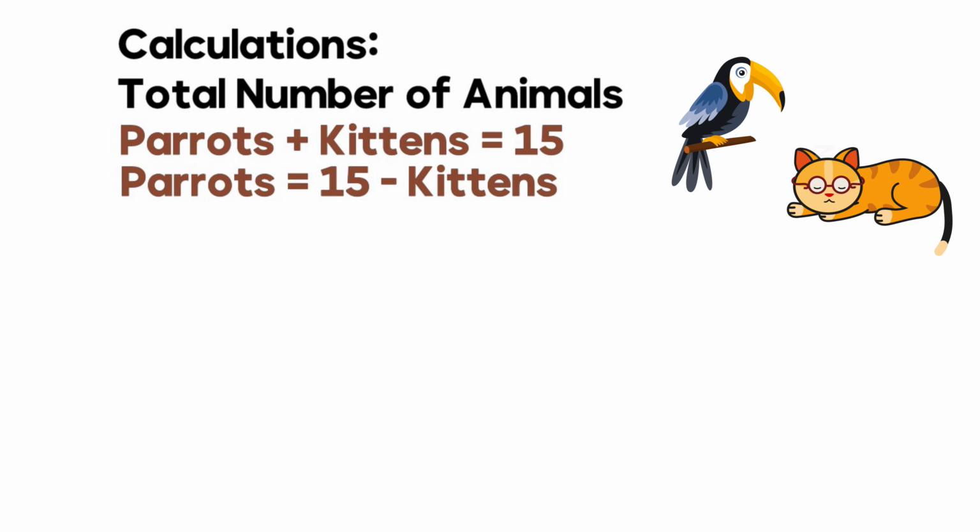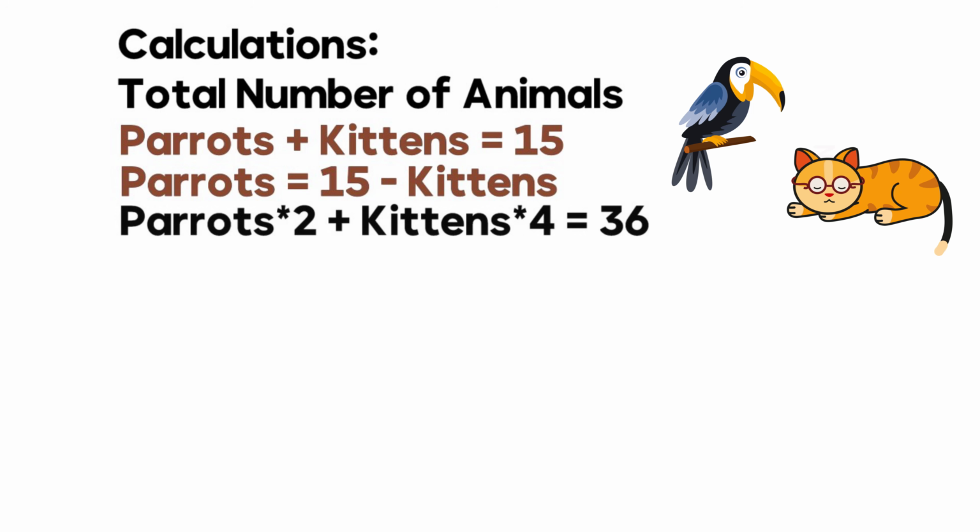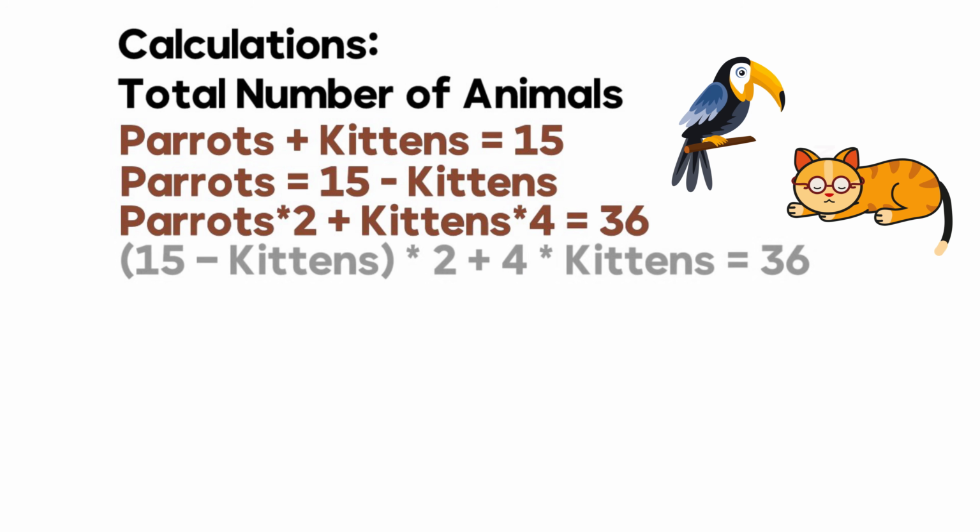We can do a similar expression based on the number of legs. 2 multiplied by the number of parrots plus 4 multiplied by the number of kittens equals 36. Now let's replace parrots in this expression with 15 minus kittens.